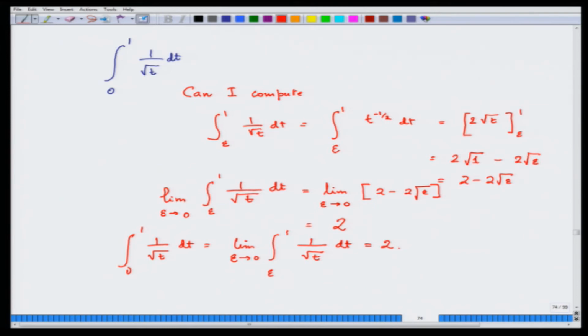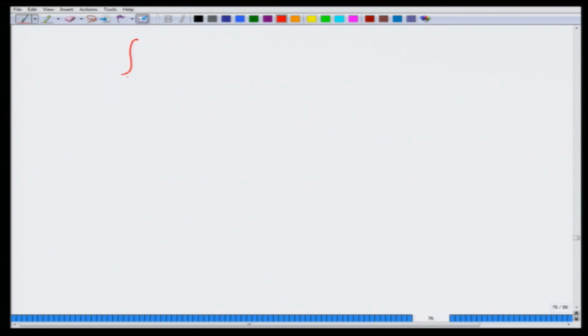There are harder examples which we will not get into, but where do such things come up? For example, I would talk about this one, the integral from 0 to 1 of log x dx. This is an improper integral because log 0 is not defined. So, how would you talk about it? There are other improper integrals. For example, I can talk about the integral from 0 to infinity of sin x by x dx.